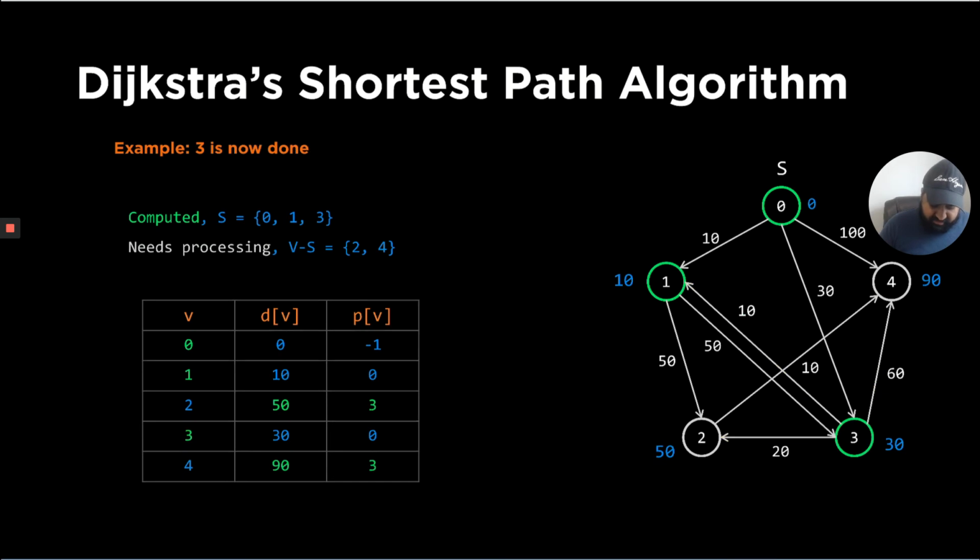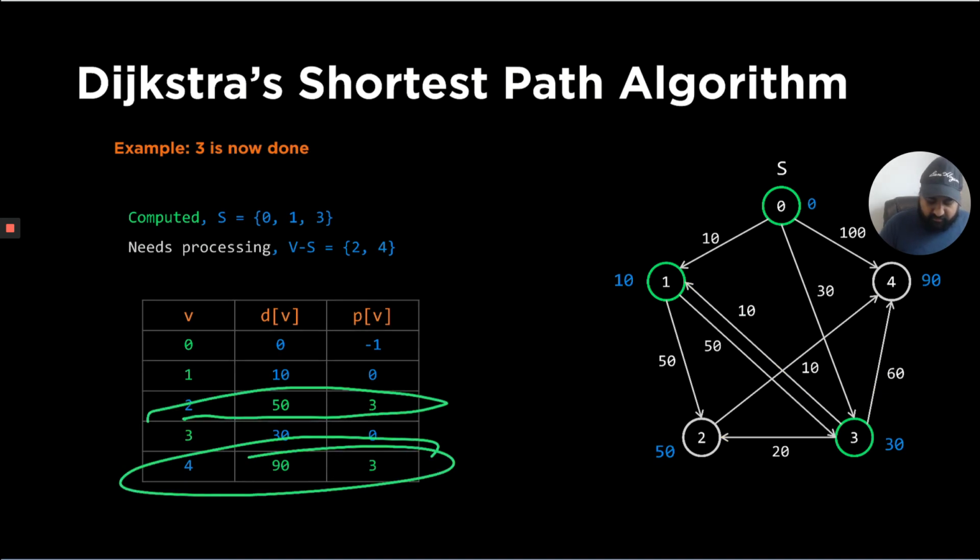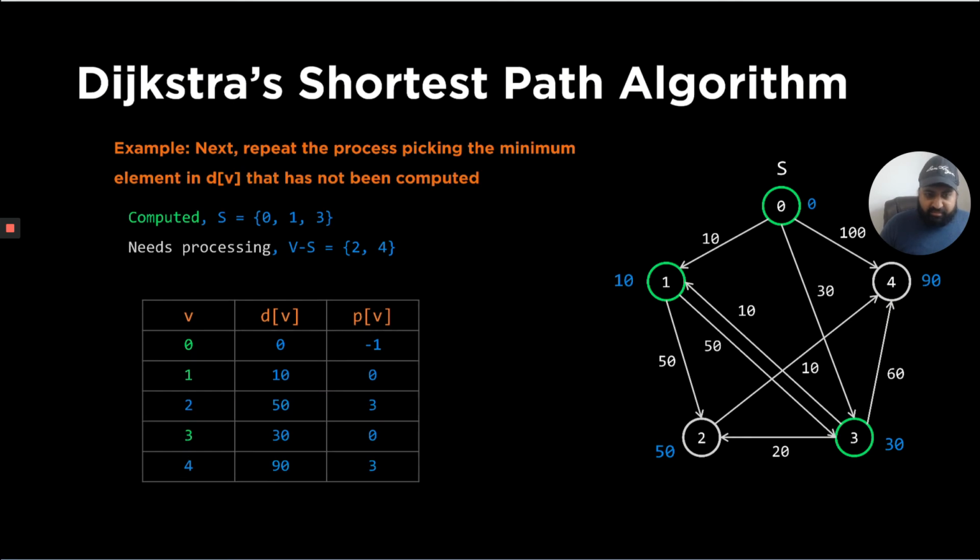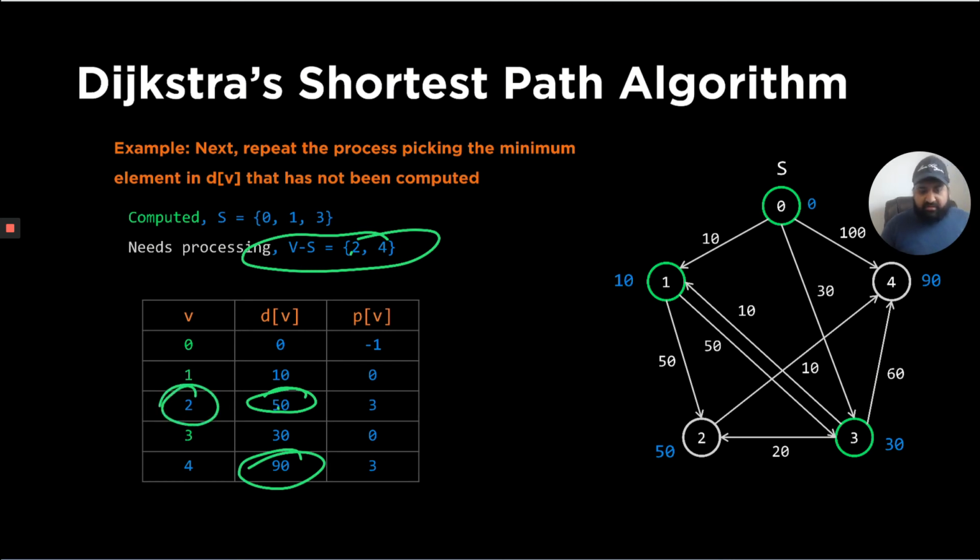So you can see we have just changed the two values here in the table. We moved number 3 to processed, which means we have already computed this, and we repeat the process for the remaining elements of the set V minus S. For V minus S, we have just two choices now. Since 50 is less than 90, we are going to pick this element, the number 2. So 2 is the next node that is going to be processed.